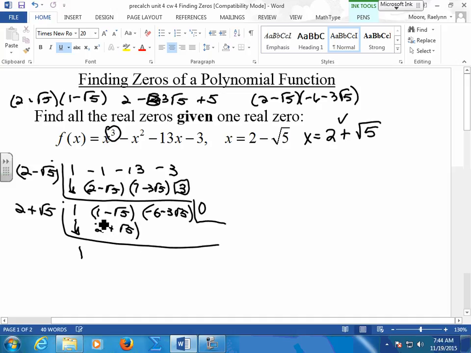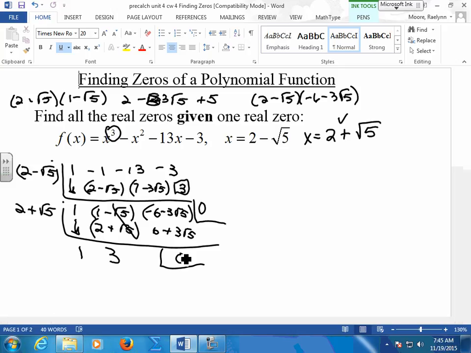This one gets a lot easier. What happens to my radical 5s? They cancel. What is 1 plus 2? 3. Multiply 3 times 2 plus radical 5. I get 6 plus 3 radical 5. And don't I have to come out to be a 0? Yep, because we know that was a root. Your remainder theorem says if it's a factor, your remainder is 0. And yep, we knew that was a factor.